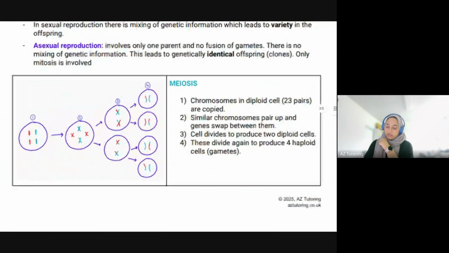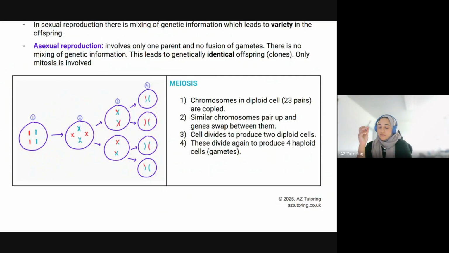Okay, I'll just explain it rather than writing on it. So the first stage, so that first stage there, it starts off with a normal cell, so a cell that's got 23 pairs of chromosomes, or you can say 46. Remember, only say 23 pairs or 46 if it's a human. They might give you a different species and it'll be a different number. Refer back to the question then.